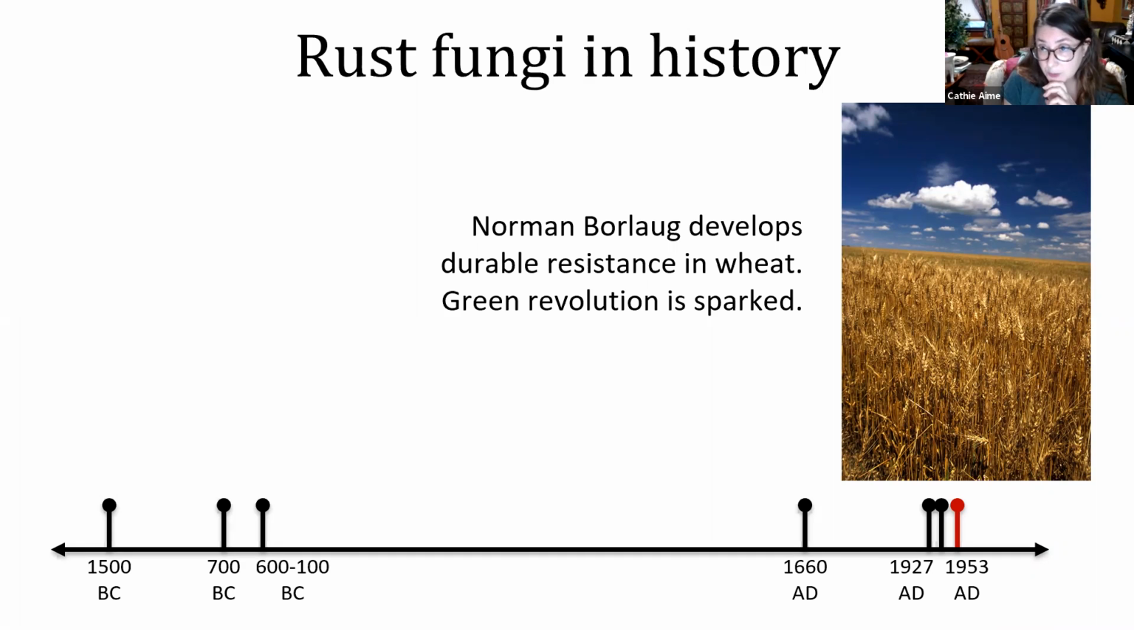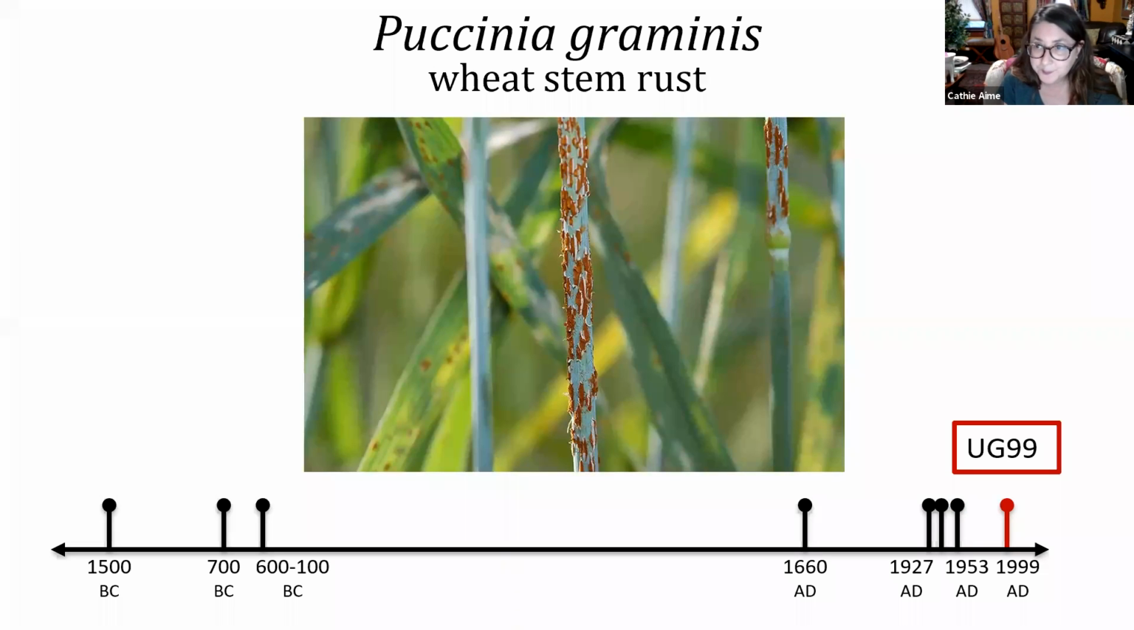Unfortunately, fungi are much more clever than us, and this resistance lasted for just about 50 years. And then in 1999, in part of northern Africa, in Uganda, which is where this gets its name, UG99, a new strain of wheat rust was discovered that was able to overcome all the resistance that had been bred into wheat. So it took the rust 50 years to figure out how to overcome all this resistance.